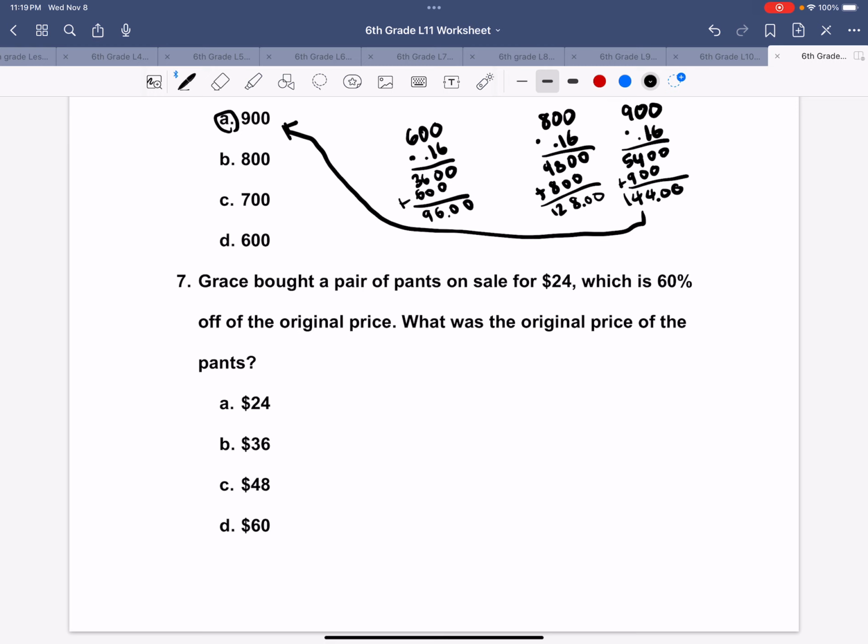So last question. Grace bought a pair of pants on sale for $24, which is 60% off the original price. What was the original price of the pants? So we can again try the answer choices here. So we'll start with 60. If we start with 60, then we'll just multiply by 0.6 and get 36. And we just have to subtract this from that number, because this is our discount, and we get 24. Which also means that 60 is our answer, which is D.